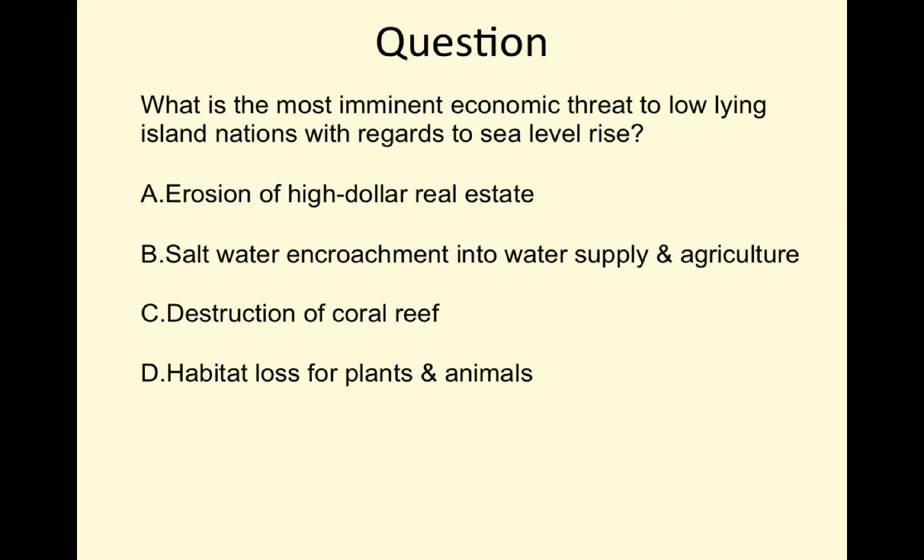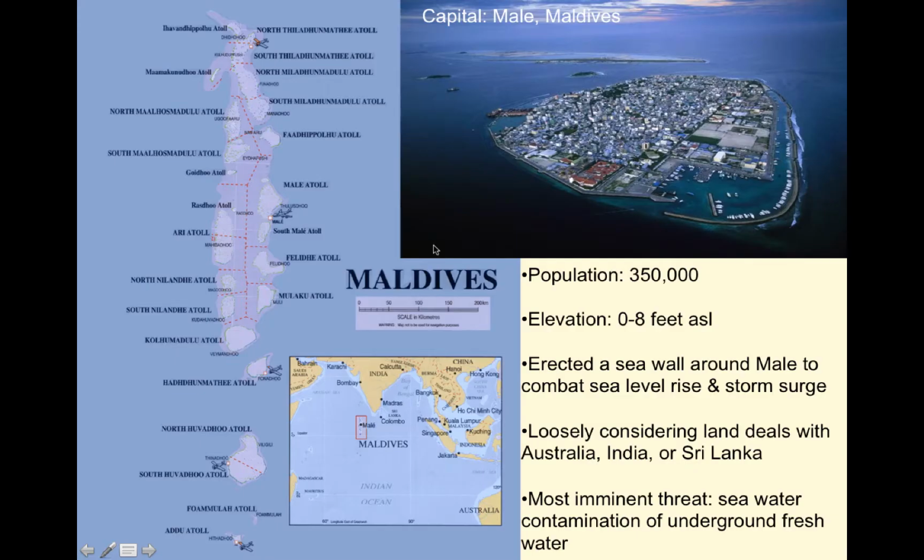However, what's the most imminent economic threat to low-lying island nations with regards to sea level rise? So this is happening now. It's been happening for 10 years or more. Is it erosion of high-dollar real estate, saltwater encroachment into water supply and agriculture, destruction of coral reef, habitat loss for plants and animals? Obviously, all of these are happening, but the one that's most important right now is saltwater encroachment into the water supply and agriculture.